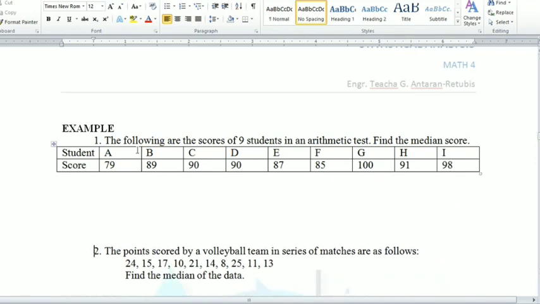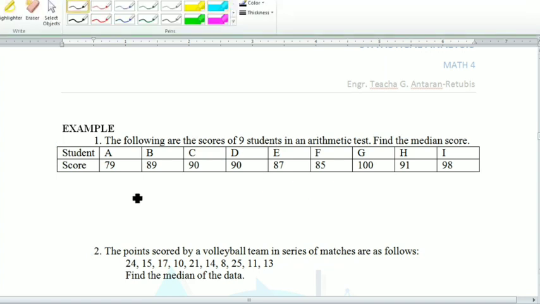Okay? So for ungrouped data class, there's no formula. All you have to do is determine if the number of samples is an odd number or an even number, and from there we'll be able to pick the median. So first step is to arrange it. So what is the lowest here? It's 79. So 79, and the next one is 85. Yeah, 85. And then we have 87.